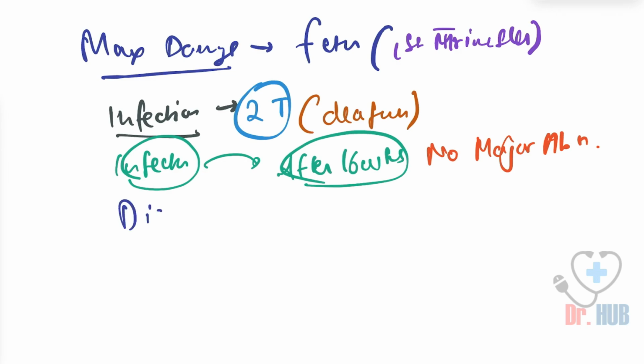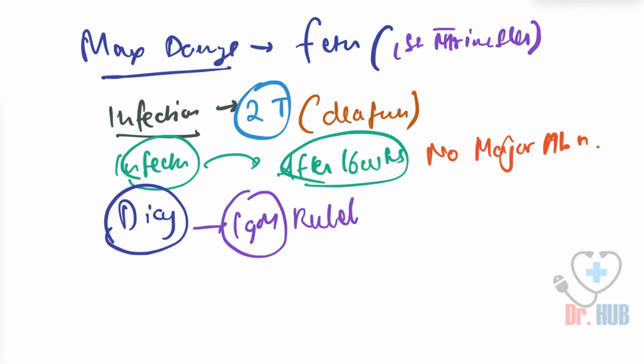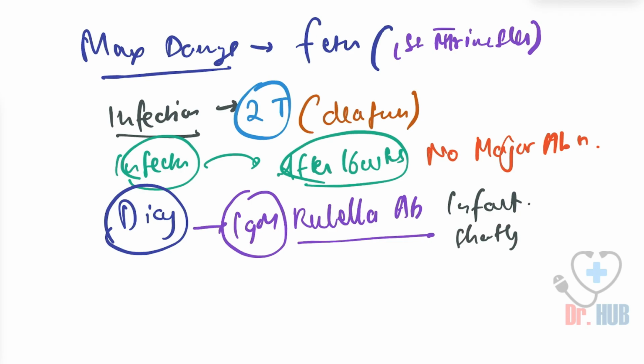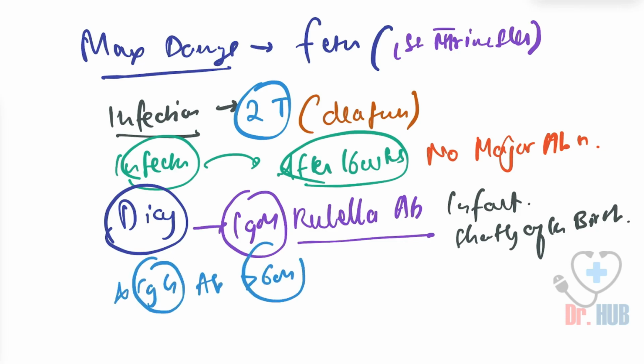Next, what about the diagnosis? How do you diagnose a case of CRS, that is congenital rubella syndrome? It is the presence of the IgM rubella antibodies in the infant, found shortly after birth. And there is also the persistence of the IgG antibodies, greater than 6 months.